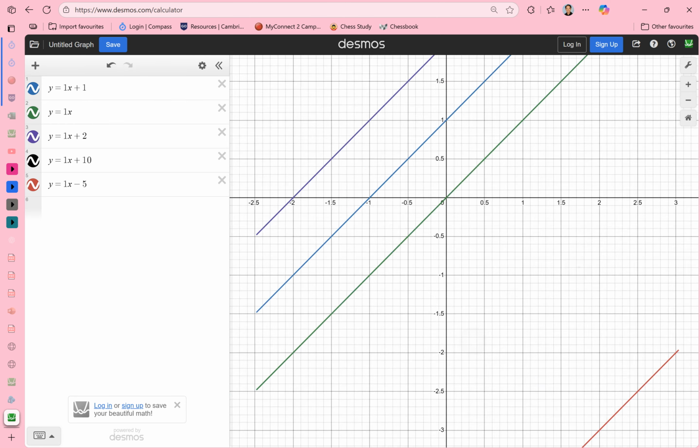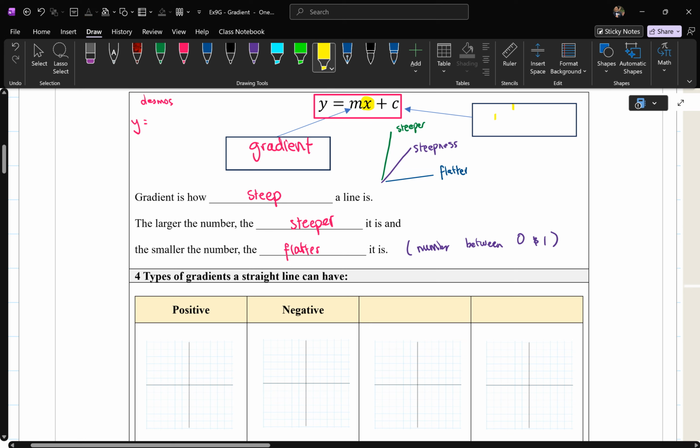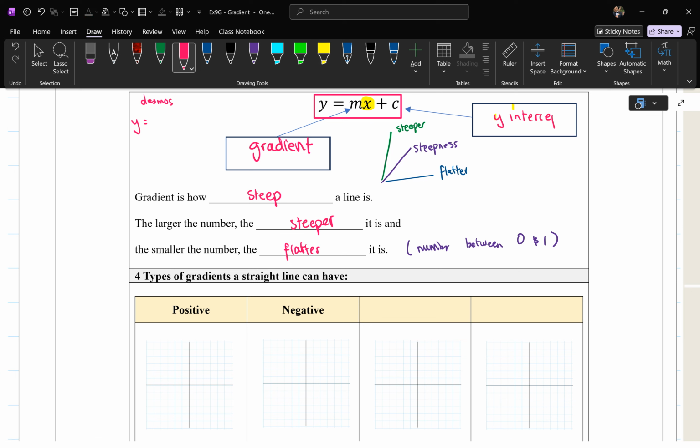So watch. I'll zoom out. Look at that. Touches the y-axis at -5. So what do they call this? Whatever number that you add or subtract to the equation, they give it a name and they call it the y-intercept because it actually tells you where it's going to touch the y-axis.